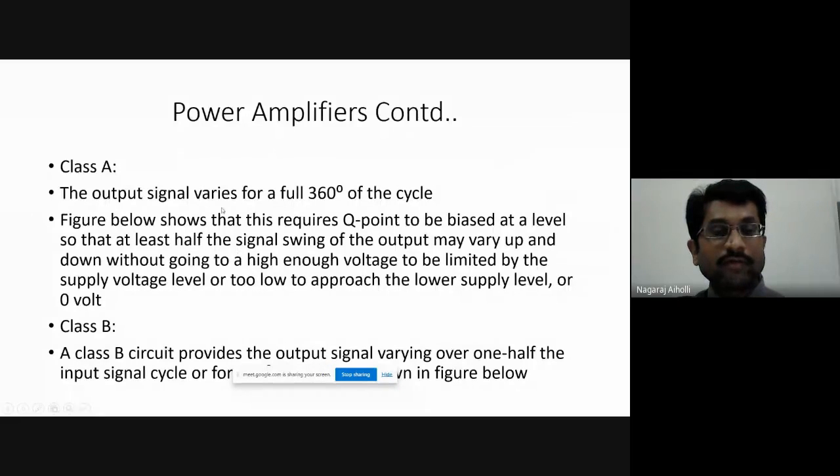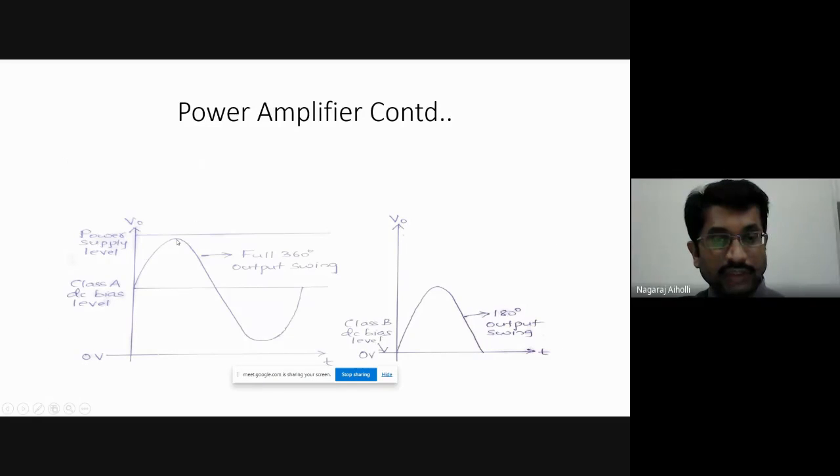In the class A power amplifier, the output signal varies for the full 360-degree cycle of the applied input waveform. Such amplifiers are called class A amplifiers. If you look at this figure, the output is varying for one complete cycle, that is 0 to 180-degree half cycle and 180-degree to 360-degree next half cycle, or the negative half cycle. So it varies from 0 to 360 degrees of the applied input signal. Such amplifiers are called class A power amplifiers.